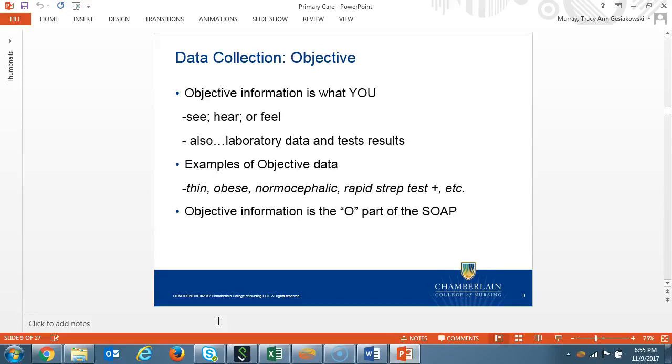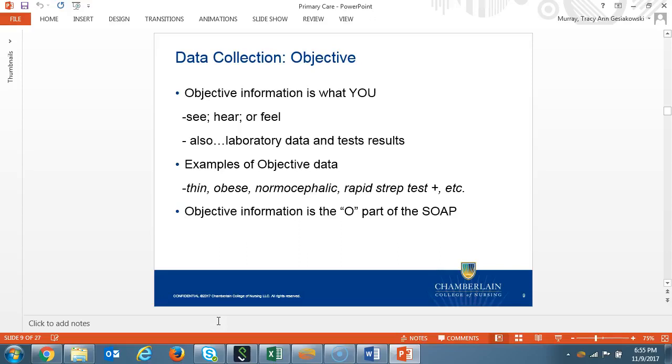Objective information is what you can see, hear, or feel as part of your clinical exam. It also includes laboratory data and test results. Examples of objective information include the following. Under constitutional, you might list well-developed, well-groomed, thin, cachectic, obese, and so on.